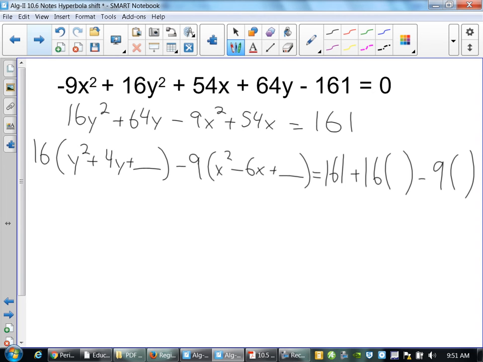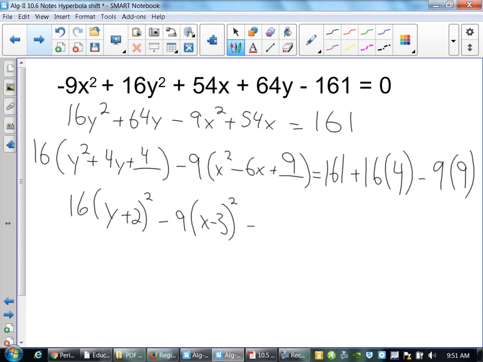What's half of 4? 2, squared, 4. So we get 16 times y plus 2 quantity squared. I had to add 4 to both sides. Minus 9. Half of negative 6? Negative 3. Square the negative 3 and you get 9. And now you have 161 plus 64 minus 81. 144, isn't it?